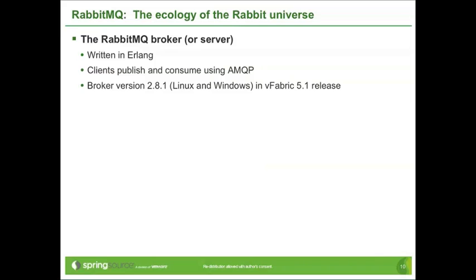So to get a sense of the lay of the land in the Rabbit world, at the very center of the universe is the RabbitMQ Broker, or the server. It's written in Erlang. Clients publish and consume messages into and out of it using the AMQP protocol. And in vFabric 5.1, we ship version 2.8.1 of the broker.